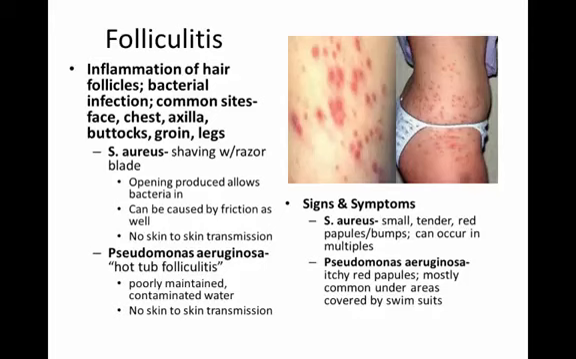Pseudomonas aeruginosa, or hot tub folliculitis, is from poorly maintained contaminated water. There is no skin-to-skin transmission. Signs and symptoms of S. aureus are small, tender, red papules or bumps, which can occur in multiple areas. Pseudomonas aeruginosa is red, itchy papules, most commonly under the areas covered by swimsuits. Folliculitis is not contagious and therefore does not have a mode of transmission.